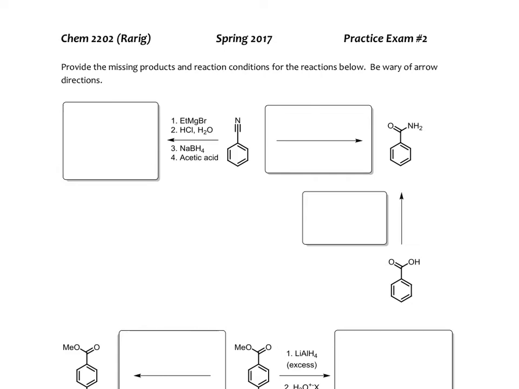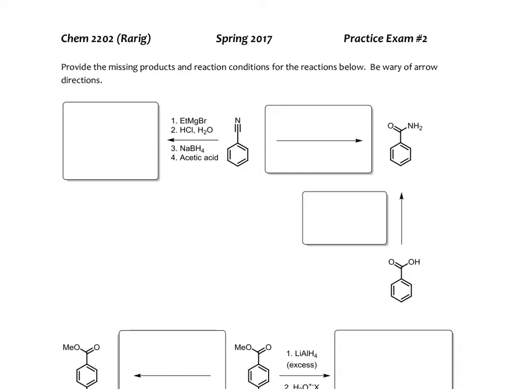Provide the missing products and reaction conditions for the reactions below. Be wary of arrow directions. Which structure are you going from and to? Here we have a nitrile with a phenyl attached, and we're treating this with a Grignard reagent.